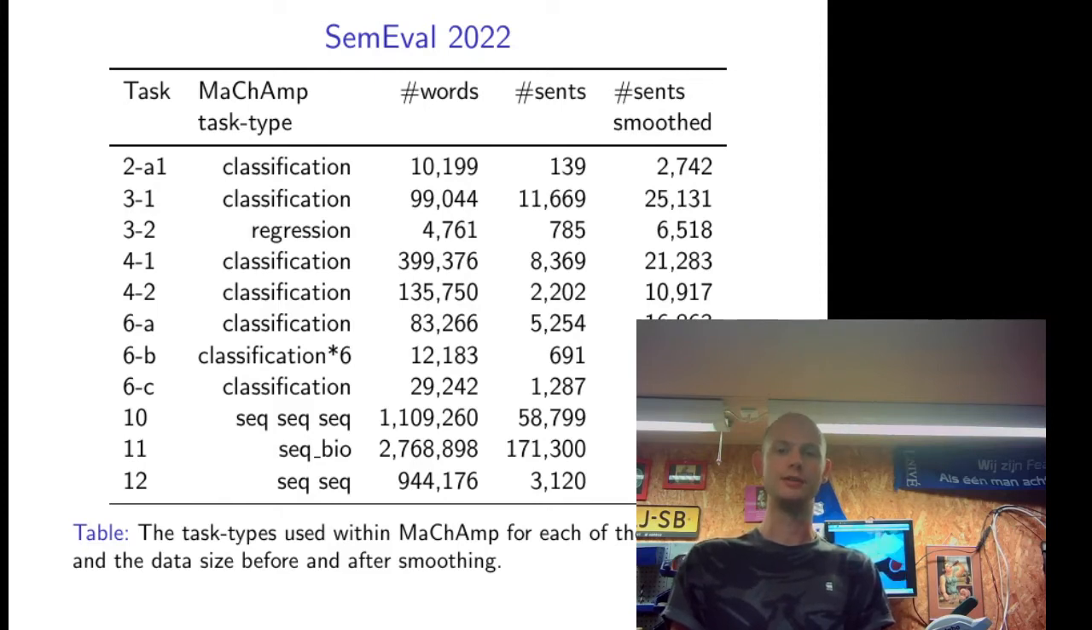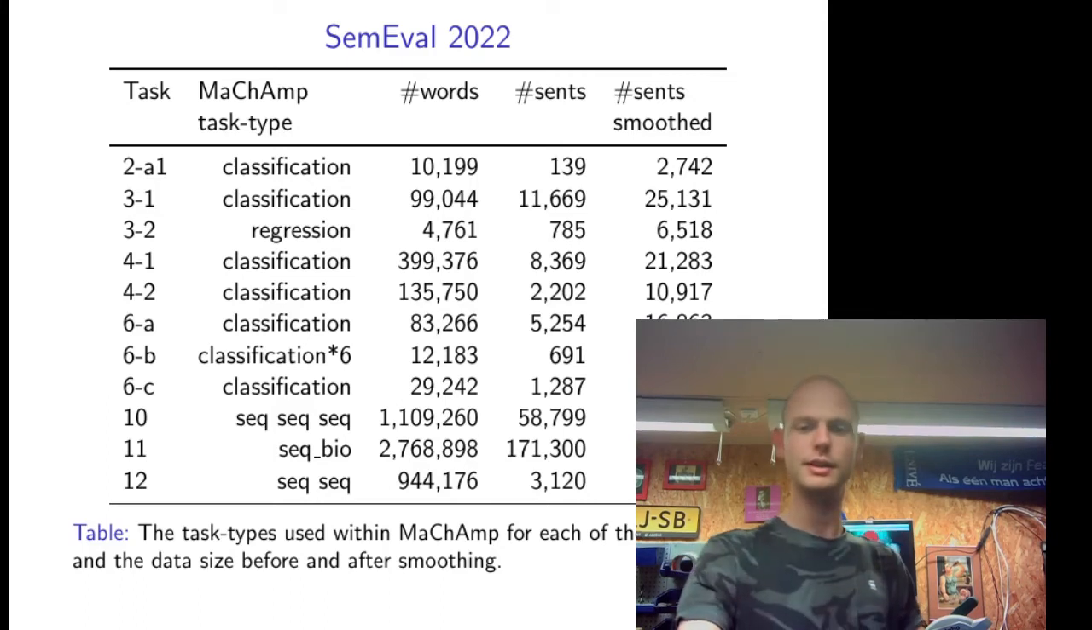One thing we did to make sure we don't overfit on one task specifically is smoothing the data. So you can see that we used multinomial smoothing with a factor of 0.5, and you can see the result in this table. Furthermore, you can see the MaChAmp task types. So in MaChAmp you specify the task type for each task. And there are a couple that I want to highlight here.